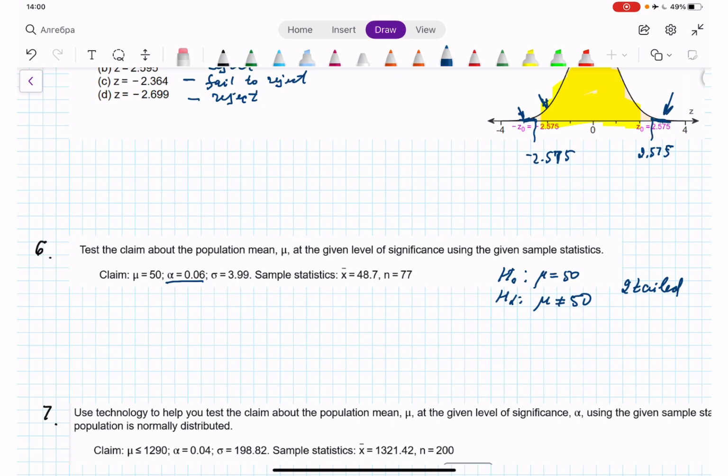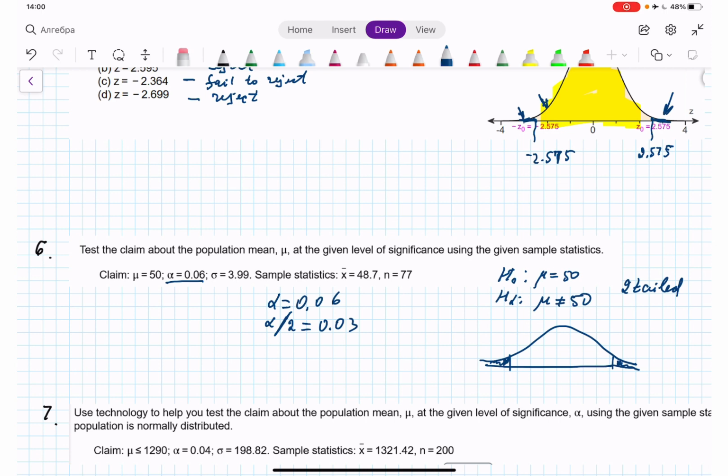Next, we have to determine how much our alpha is going to be. Since alpha is given as 0.06, and since we have two tails, we have to split alpha in half, which is 0.03. If you have a left tail or right tail, you don't split it, okay? It's only for a two-tail test because we are going to have two tails for the rejection area. Those are going to be our rejection areas.